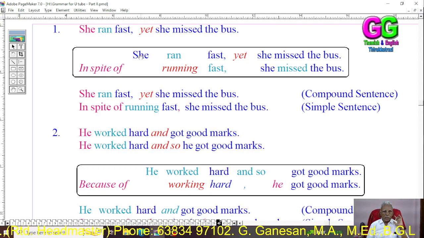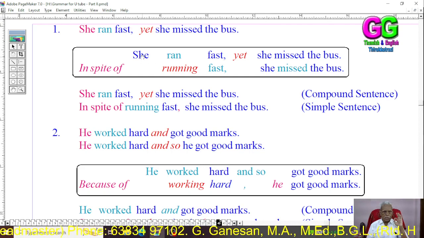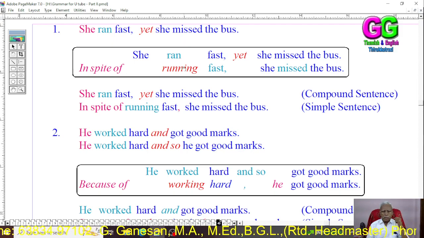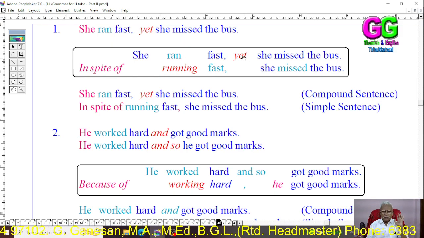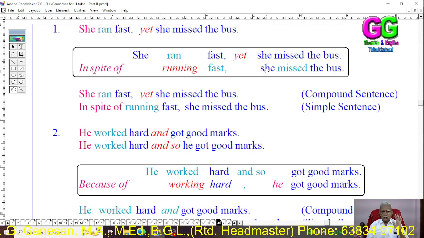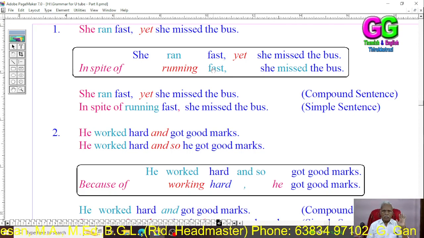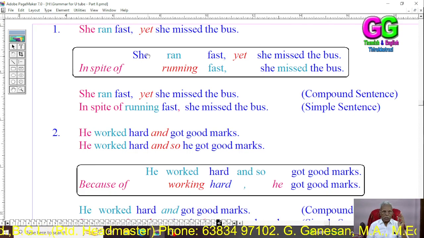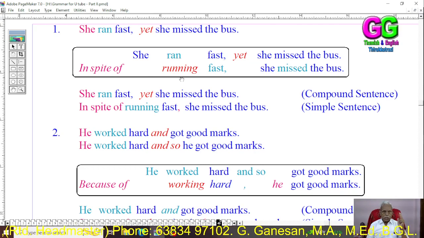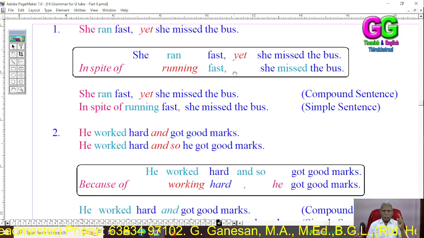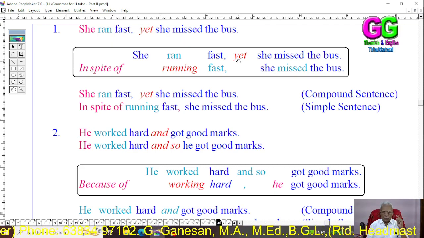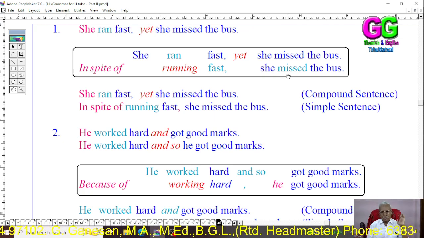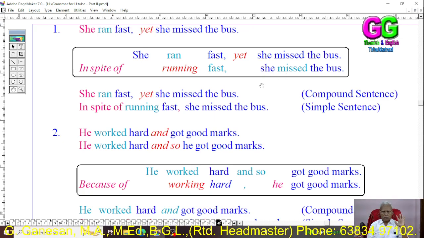Here the subject "she" is the same in both the clauses, so she is dropped. Then "ran" with the phrase is changed into the present participle "running". "Yet" is removed and other things are kept. So here there are four changes: the phrase "in spite of", the subject "she" dropped, the verb changed into the present participle "running", and fourthly, the compound conjunction "yet" is removed. That's all. If there is a subject in the second clause, that is kept.